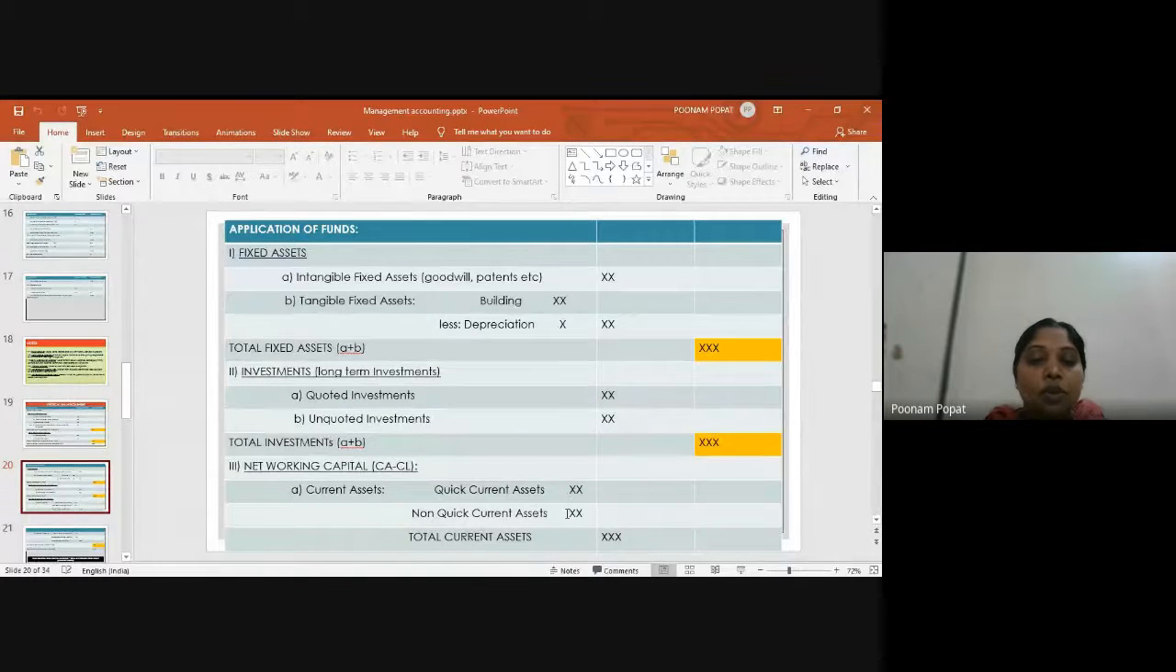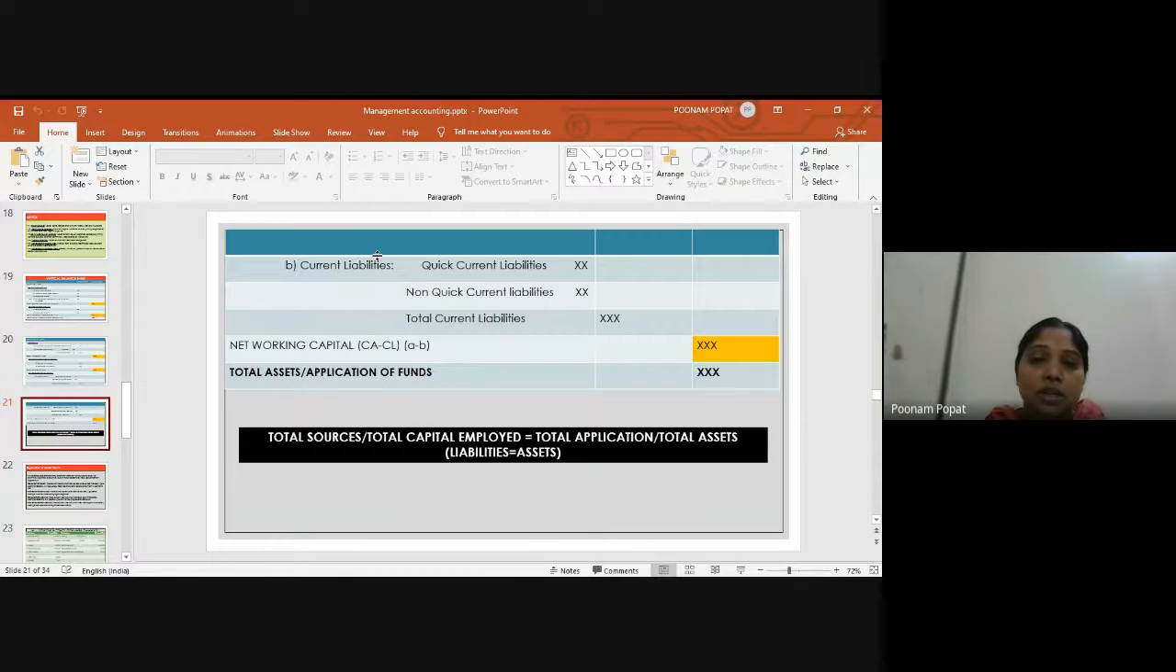So when I add up quick and non-quick current assets, I'll get my total current assets. This is one component of net working capital. I have another component, that is current liabilities. Now look at the style of presentation. Even in current liabilities, I have the same presentation. I'll first be segregating them into quick, list all the quick current liabilities, and then I'll go to the non-quick current liabilities.